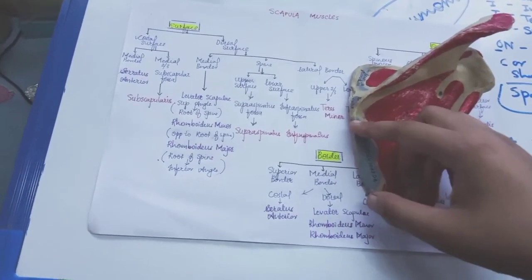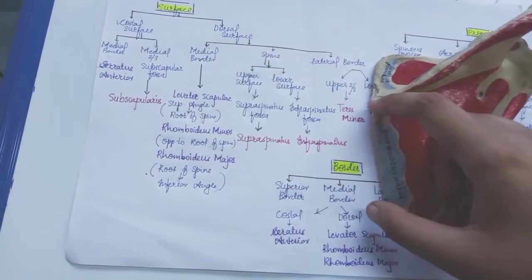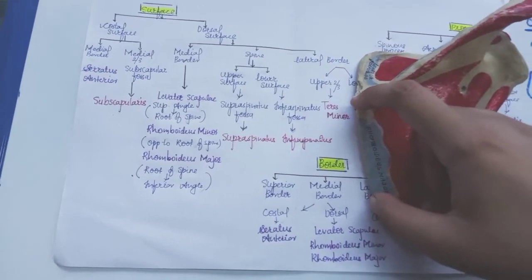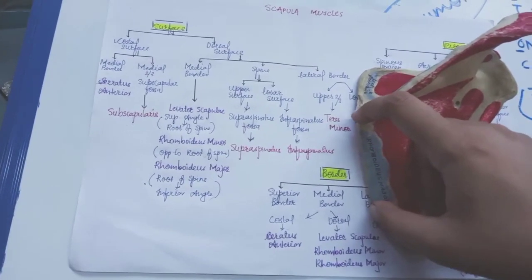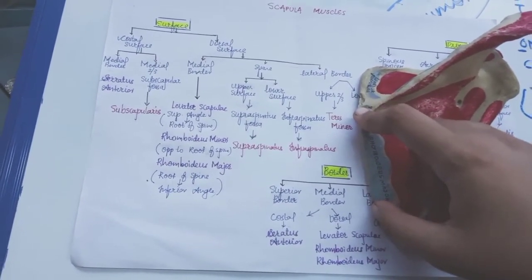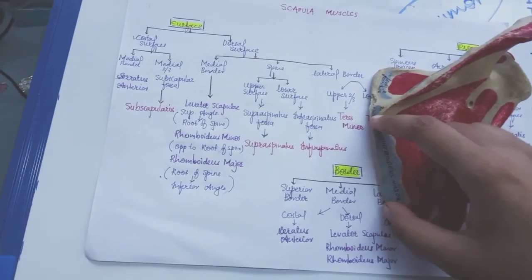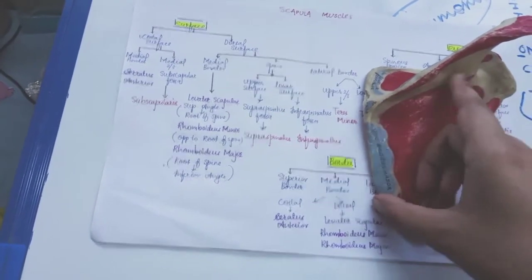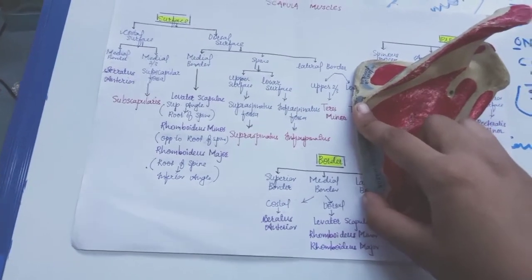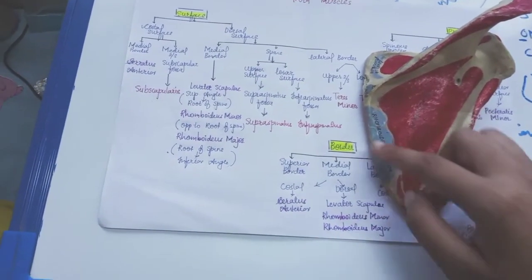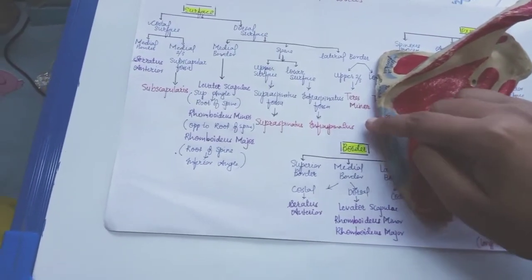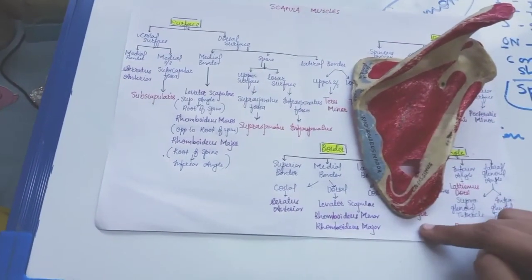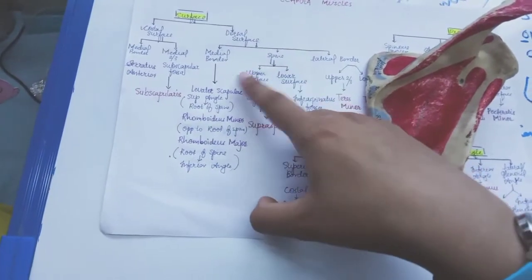Then rhomboideus minor. The rhomboideus minor is inserted into the medial border on the dorsal aspect opposite the root of the spine. Then rhomboid major is inserted into the medial border on the dorsal aspect between the root of the spine up to the inferior angle.